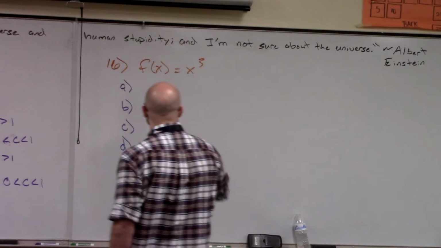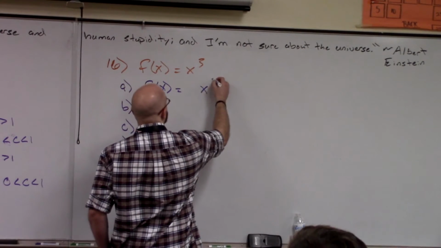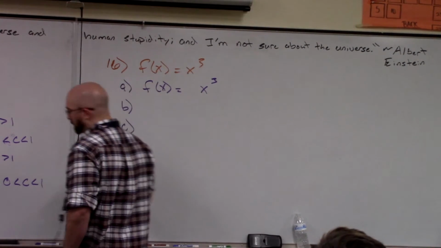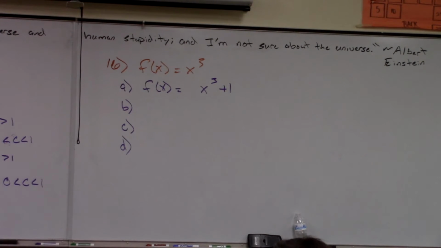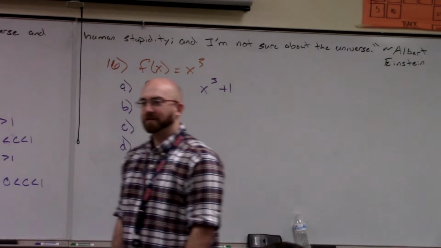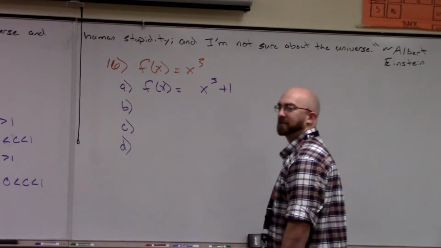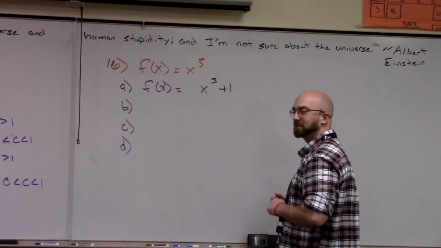So we have f of x equals x cubed. How many is going up? So plus 1, right? Is it doing anything else different? It's going opposite directions. Did it reflect across maybe an x or y axis?